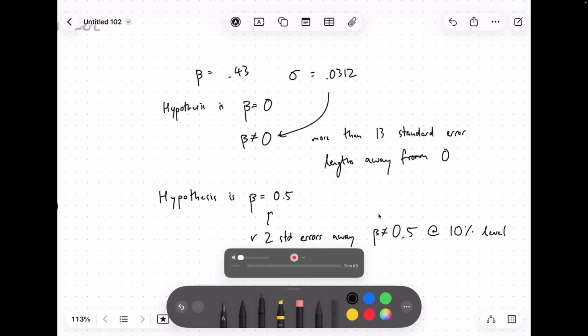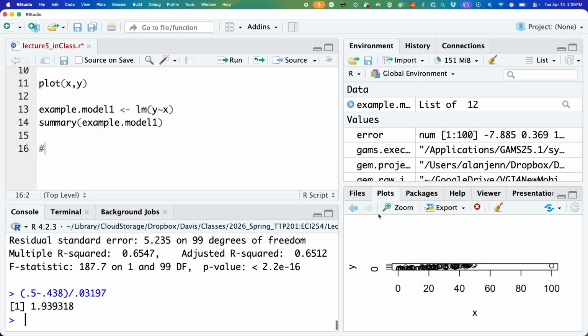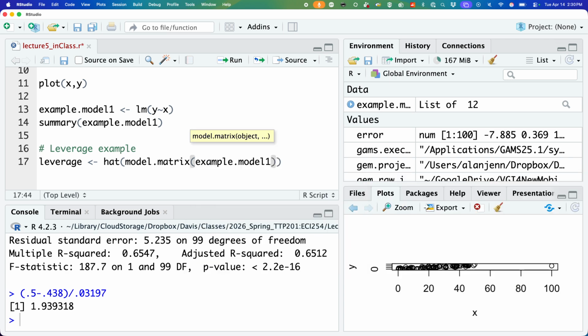Is this confusing to anyone? Okay. So that's all kind of an aside. The main thing we want to look at is how to actually calculate the leverage and influence values. So we'll start with leverage. For leverage, we do hat of the model matrix, example model 1.